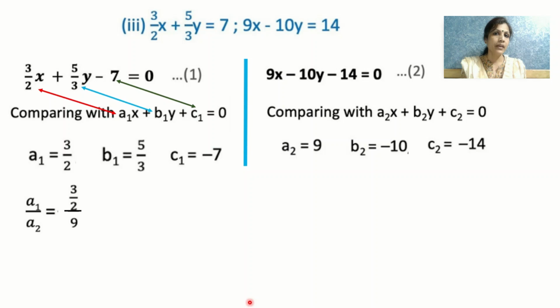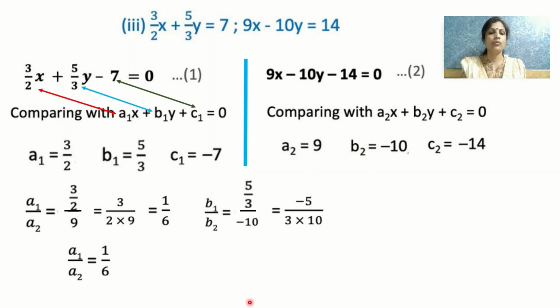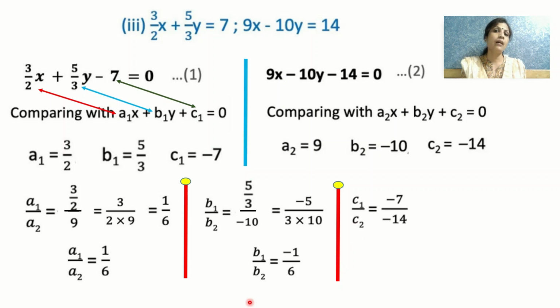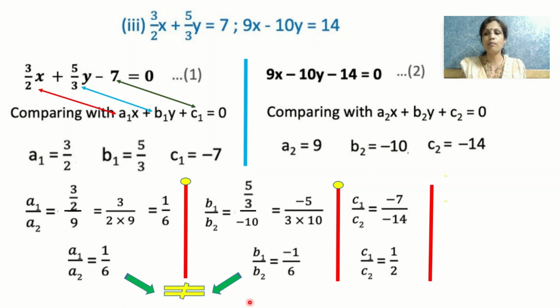Now considering the ratios, a1 upon a2 is equal to a1 is 3 by 2 upon a2 is 9, and by solving this you get 3 upon 9 into 2, that is 1 upon 6. Then b1 upon b2, 5 upon 3 upon minus 10, when you solve it you get minus 1 upon 6. Third ratio, c1 upon c2, minus 7 upon minus 14, that is 1 upon 2. What are you getting from this? The first ratio and the second ratio are not equal to each other. So we get a1 upon a2 not equal to b1 upon b2.